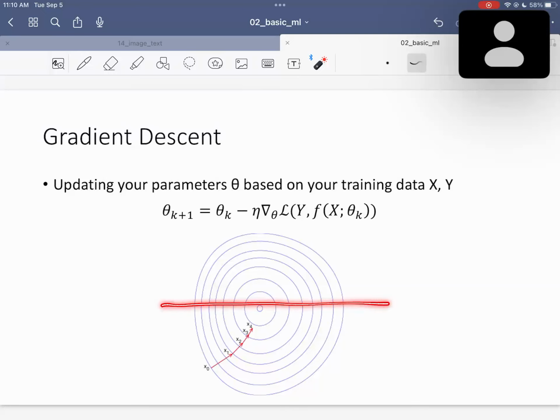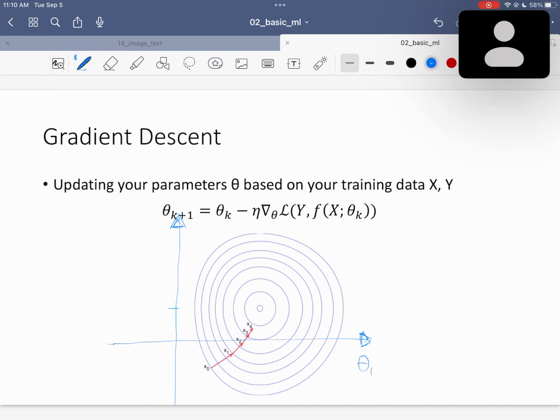Let me draw it a little bit better. Like this, and you have your theta 1 and theta 2. So this is your coefficients, theta 1 and theta 2. Your function could be, for example, a linear function. Your function is theta 1.